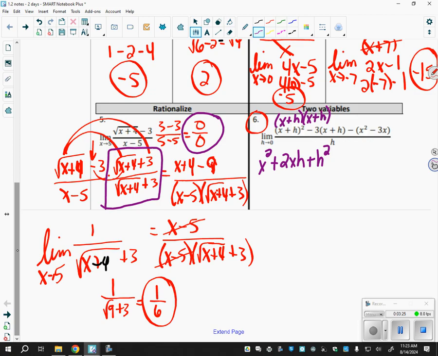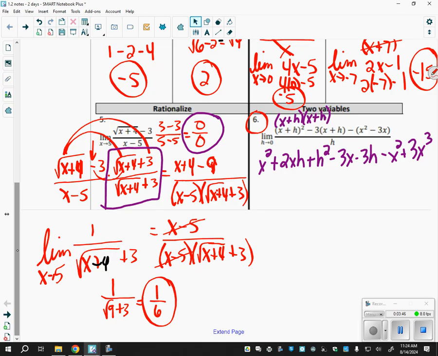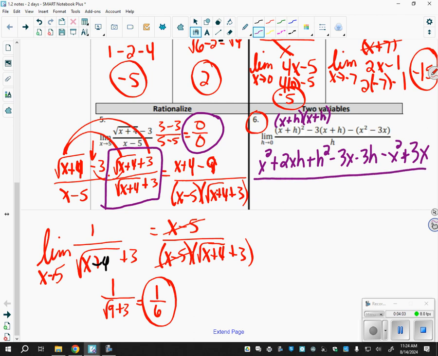Then I'm going to distribute the negative 3, so I get minus 3x minus 3h. Then I'm going to distribute just this negative, so I get minus x squared plus 3x to the third. Do you agree with me on that? Oh, just kidding. Plus 3x. Oh, I don't know what just happened. Okay. Just plus 3x. I was multiplying x squared and 3x. I don't know what I was doing.